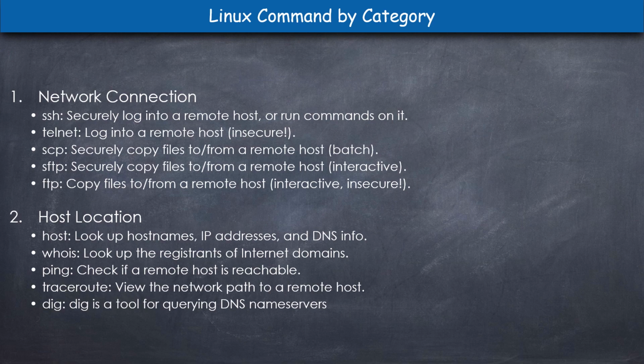Then ping is to check the connectivity or reachability between two hosts. Traceroute, as we have already said, will check the path between the two hosts or two machines. Dig is used for querying the DNS name server.